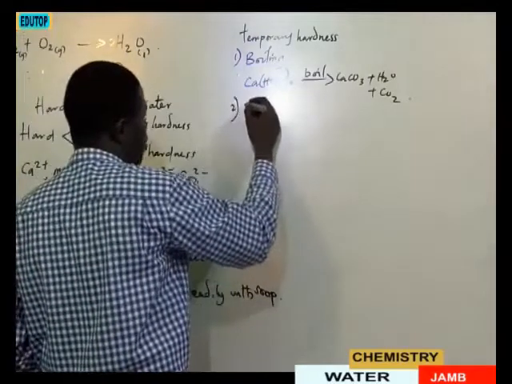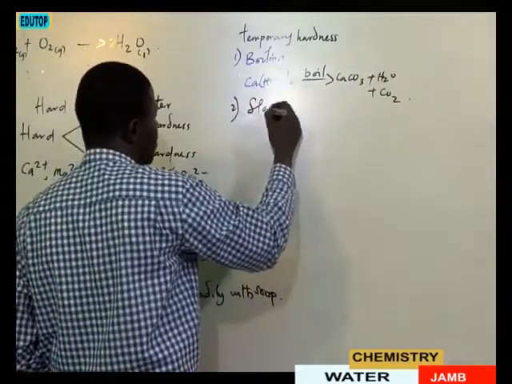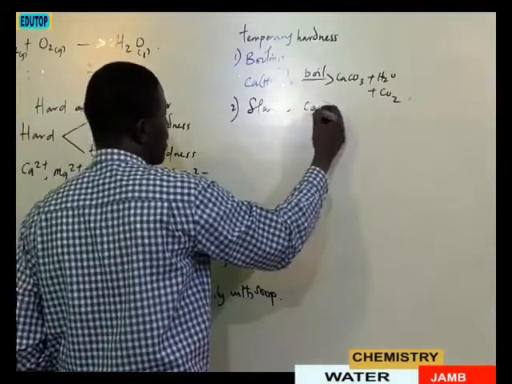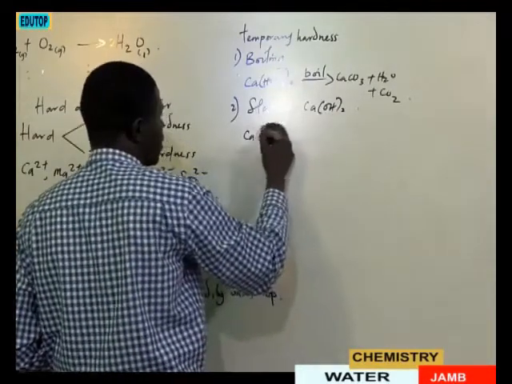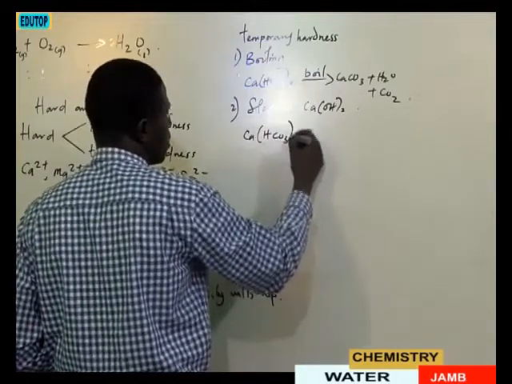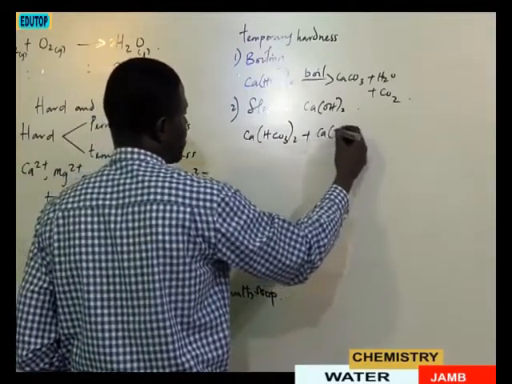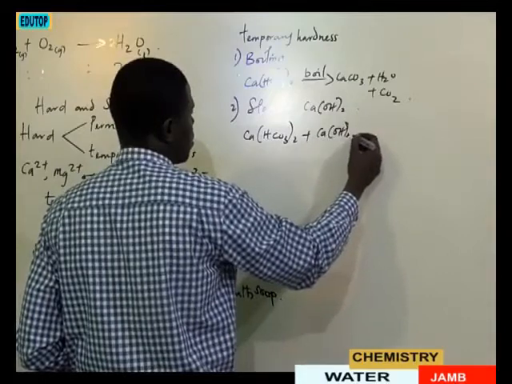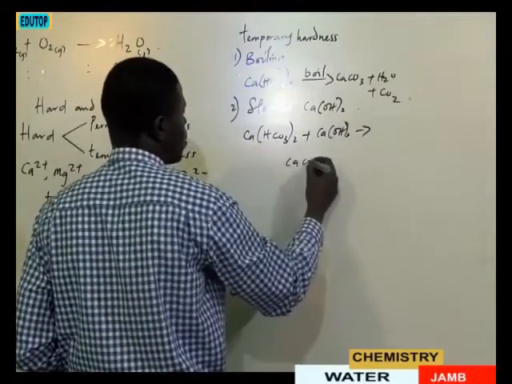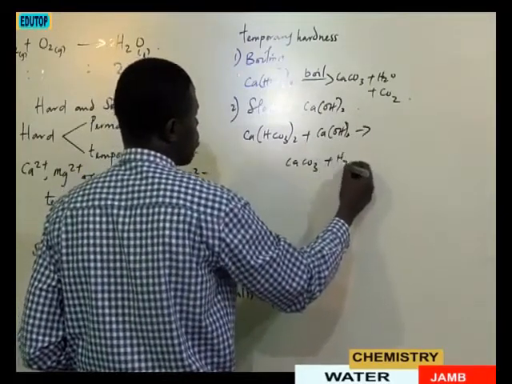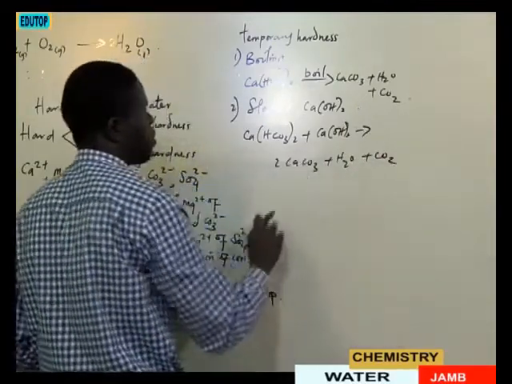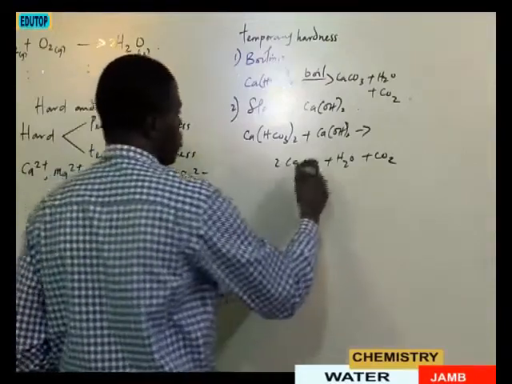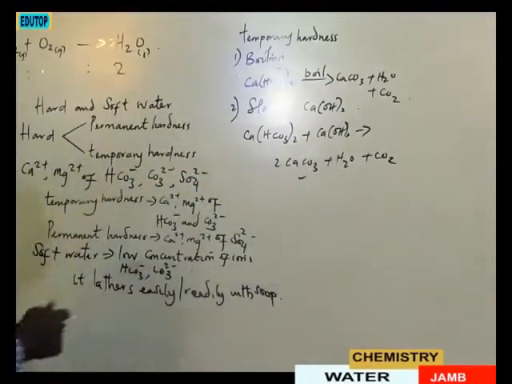Another way is by using slaked lime. We can also use slaked lime, so if we use slaked lime, we can also remove it. CaCO3 plus slaked lime. So here we have CaCO3 plus H2O plus CO2 also. We have something like this. So that's another way of removing temporary hardness of water.